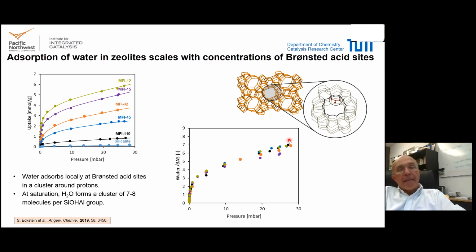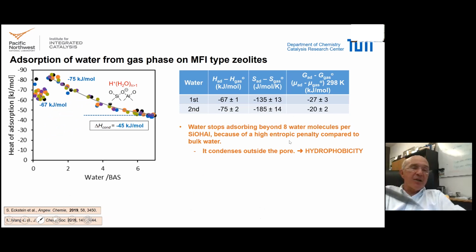Now, let us look into more details at the heat of adsorption of water and the interaction of water with these Bronsted acid sites. We see that water at low concentrations, up to 1 water molecule per Bronsted acid site, has a much lower heat of adsorption than when a second molecule joins. So it is almost a discrete jump.